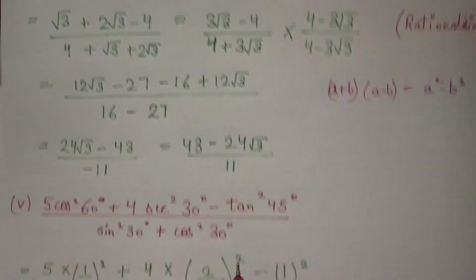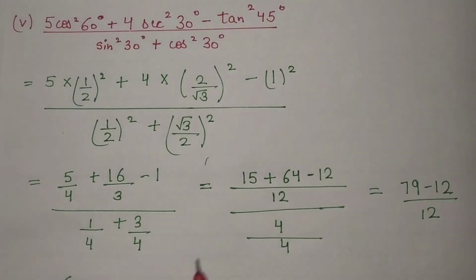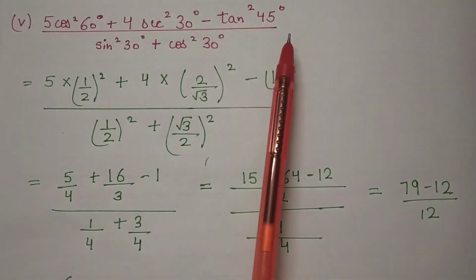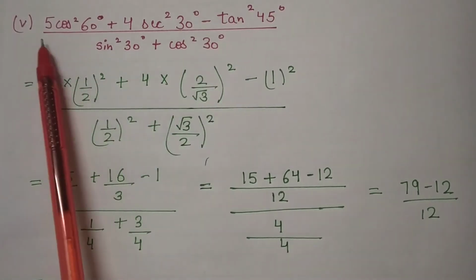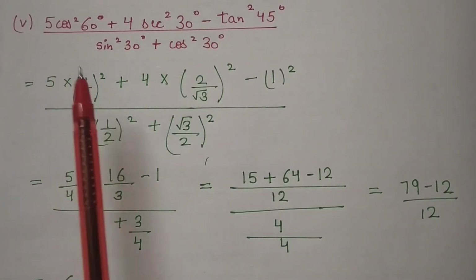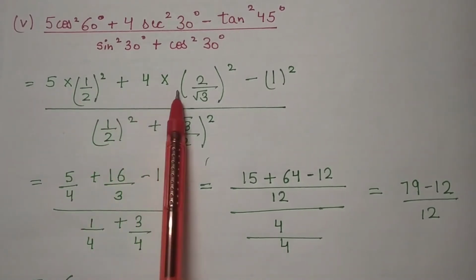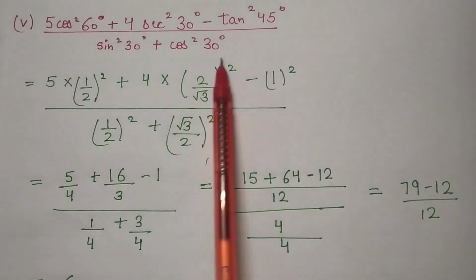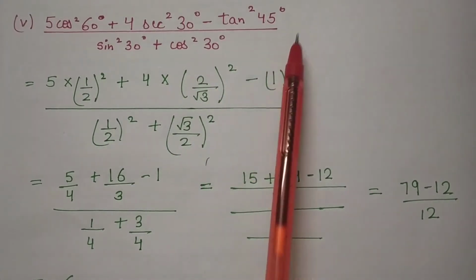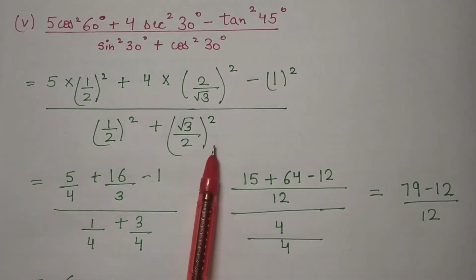Next part: 5 cos square 60 degree plus 4 secant square 30 degree minus tan square 45 degree, divided by sin square 30 degree plus cos square 30 degree. 5 multiply the value of cos 60 degree, 1 by 2 whole square, plus 4 multiply the value of secant 30 degree, 2 by root 3 whole square, minus the value of tan 45 degree, 1 whole square. Putting the values in the denominator also.